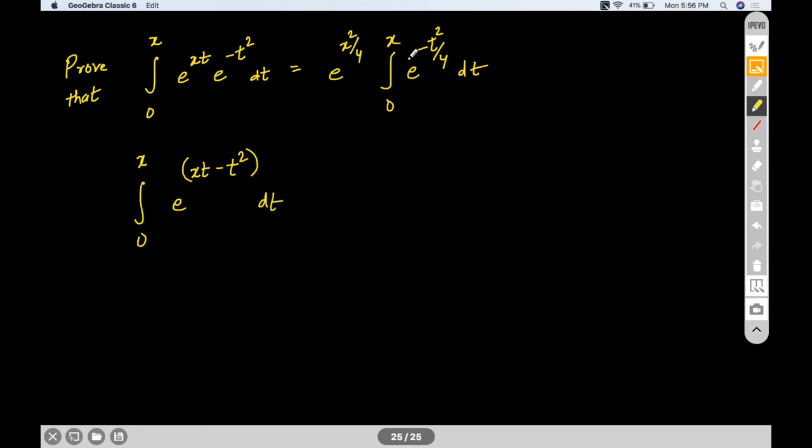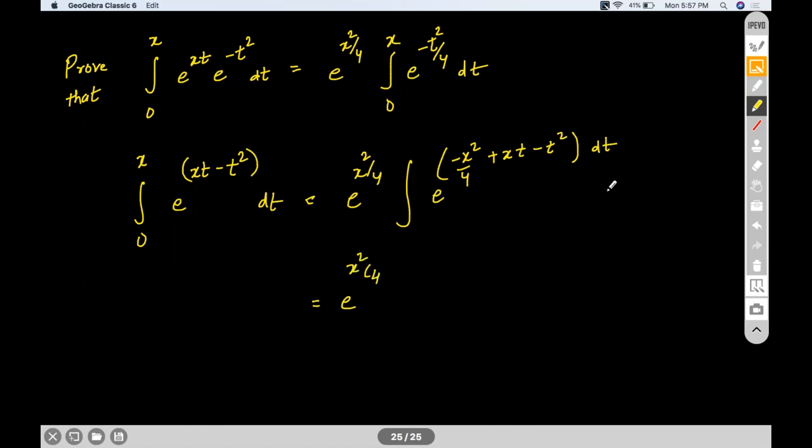Now note that I have to prove the right hand side. So what I'll do is take an e to the power x square by 4 forcefully out. But for this, I have to compensate with minus x square by 4 inside. Getting the point? Which is nothing but e to the power x square by 4.